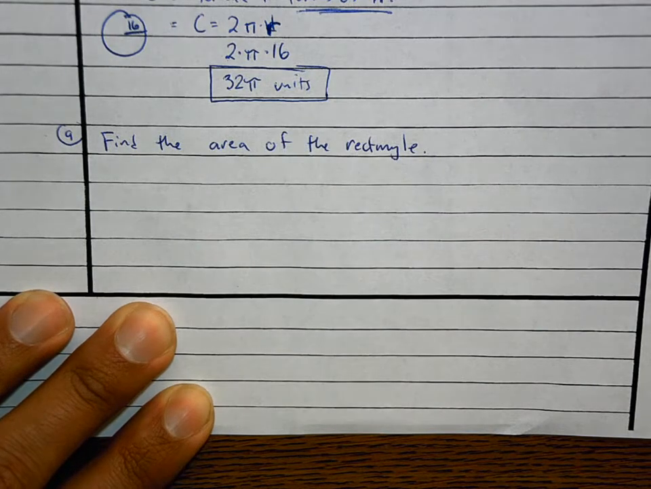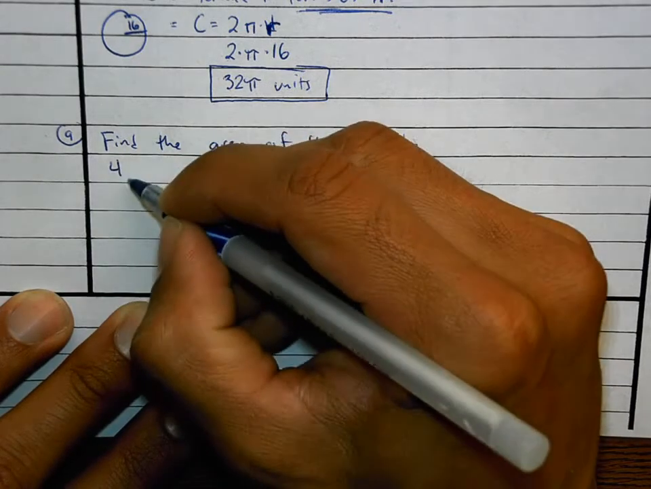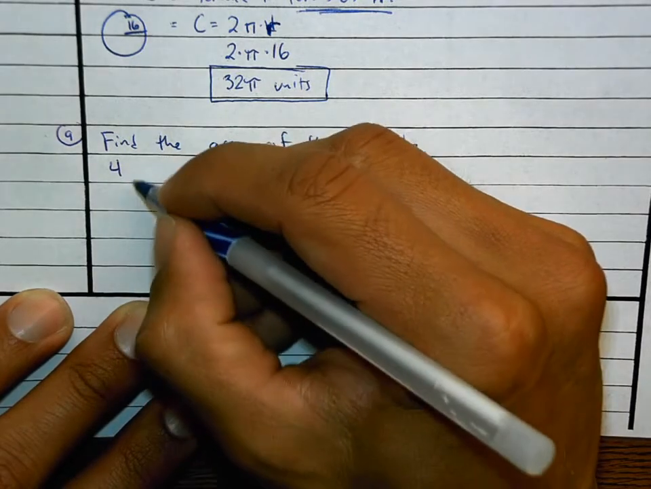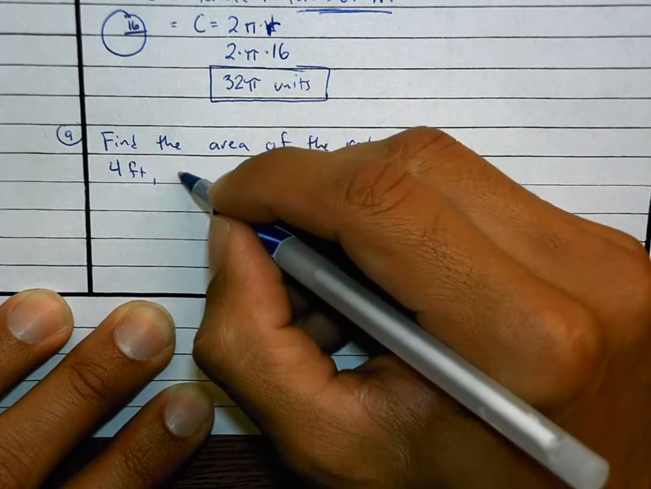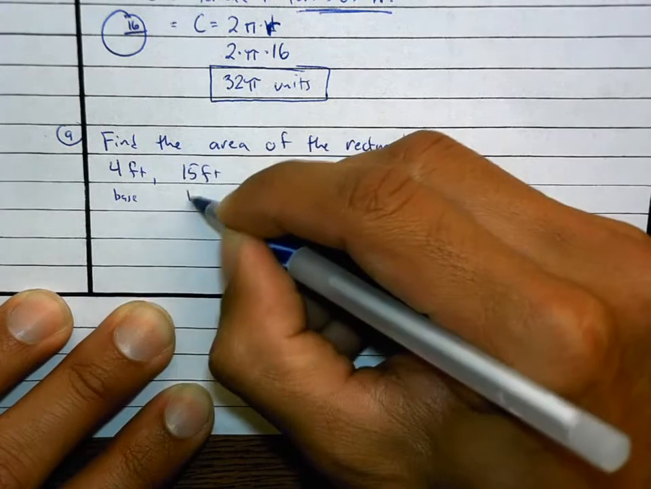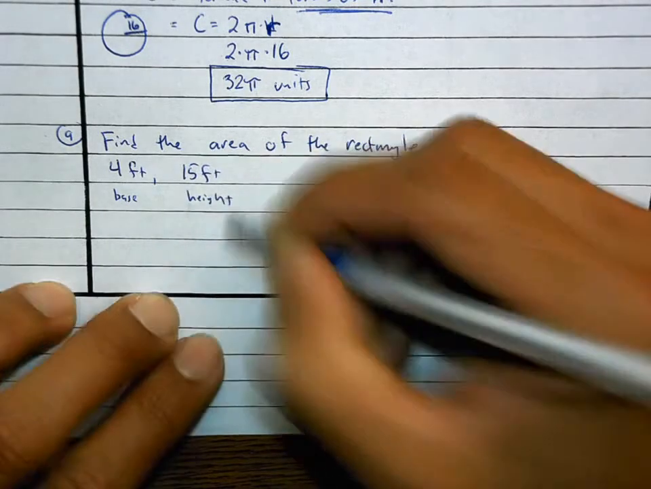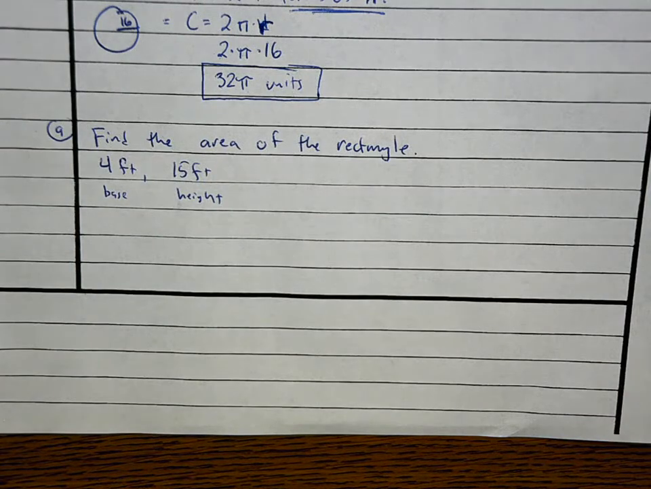And number 9 says, find the area of the rectangle, and it says it has a base of 4 feet, and it says it has a height of 15 feet. It calls this the base, and it calls this the height. Find the area of the rectangle. 4 feet is the base, 15 is the height.